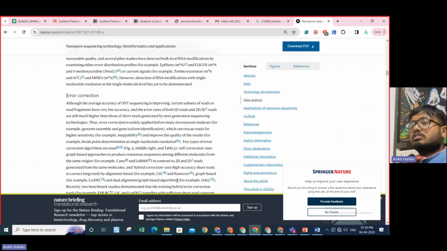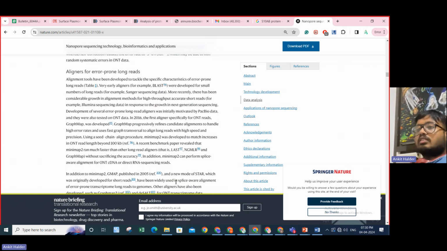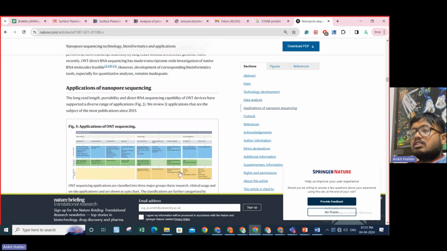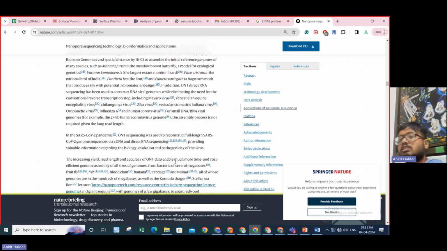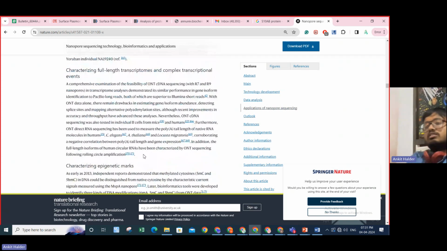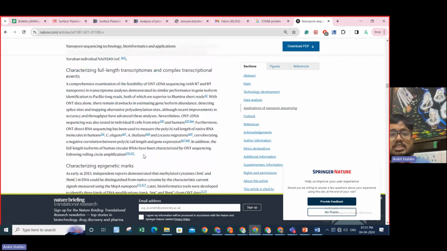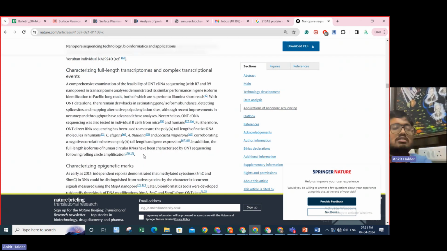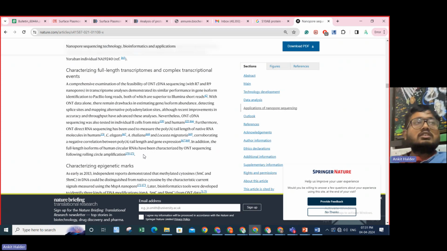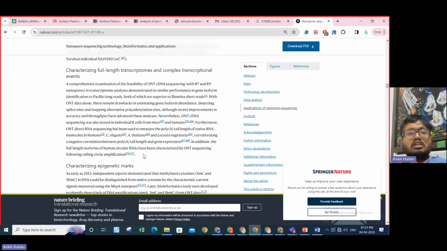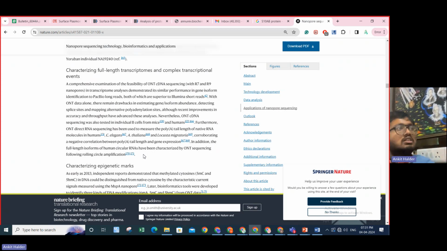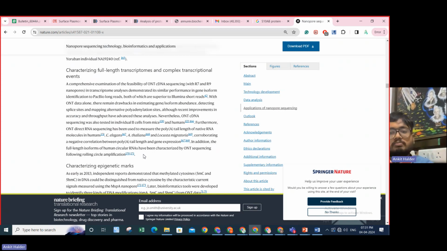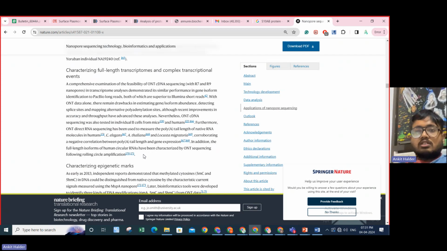It is improving certain sources. Hybrid sequencing, de novo. So you can understand that there are many applications. You can go through it for understanding it in a much better way. But the basic point is that this is a very new technology which is also undergoing continual improvement of this process.